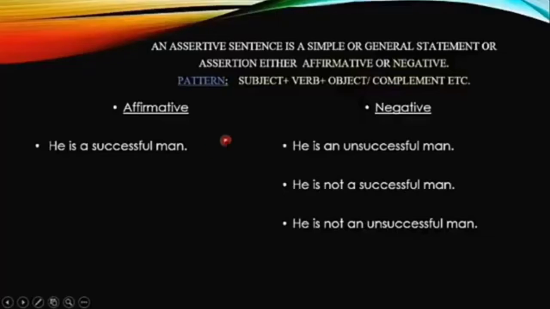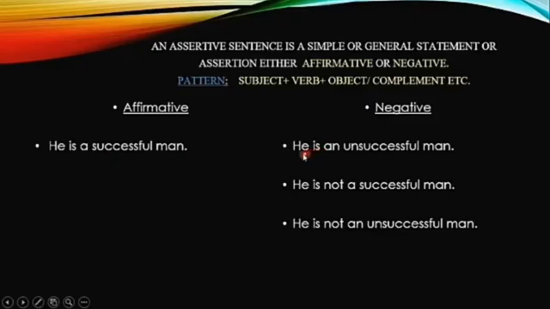So let's check out. The first transformation that we see is inside the assertive sentence. An assertive sentence is a simple or general statement or assertion, either affirmative or negative. Actually, there is one affirmative form and a negative form of an assertive sentence. But the sentence structure is the same, subject plus verb plus object. But there would be negative words in negative sentences. Then how are we going to change an affirmative sentence like this into a negative one? I've given you 3 options. Let's check out. He is a successful man.